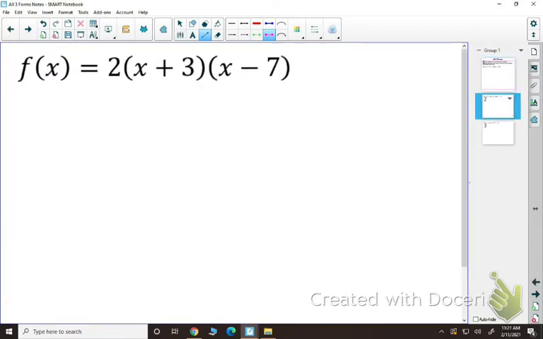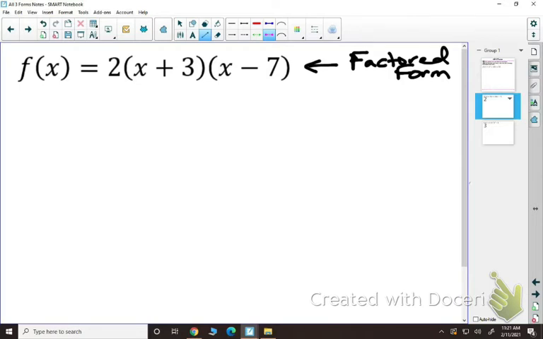I have f of x equals 2 times the quantity x plus 3 times the quantity x minus 7. So if I pause and think for a moment, this is factored form. And what do we end up with in factored form? Again, remember, we get the x-intercepts.